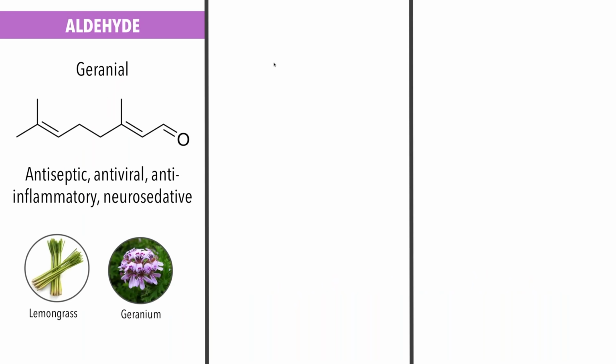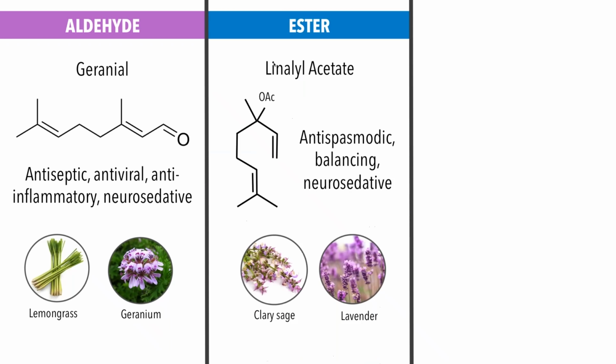For example, geraniol is a chemical from a family of chemicals that are called aldehydes. Geraniol has antiseptic, antiviral, anti-inflammatory, and neurosedative properties. You find geraniol in a number of different essential oils, among them lemongrass and geranium. Linalyl acetate is from a family of chemicals called esters. Esters are well known for their antispasmodic properties. High levels of esters are found in clary sage, lavender, and Roman chamomile.